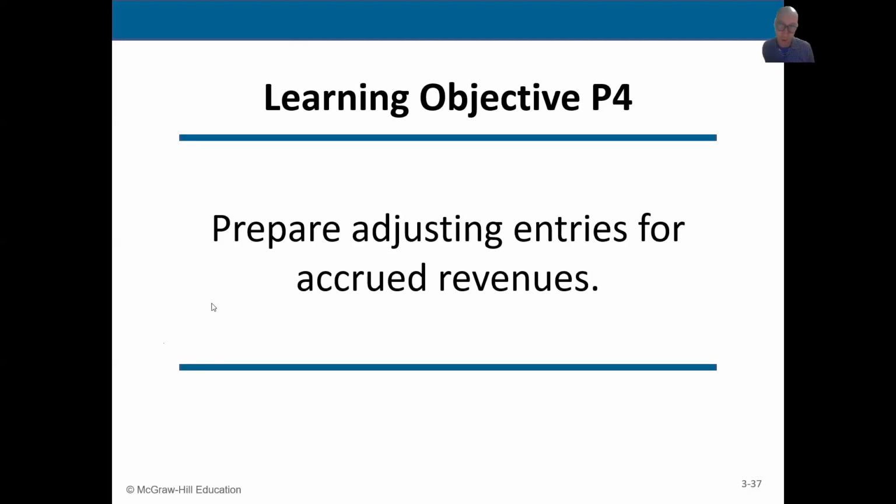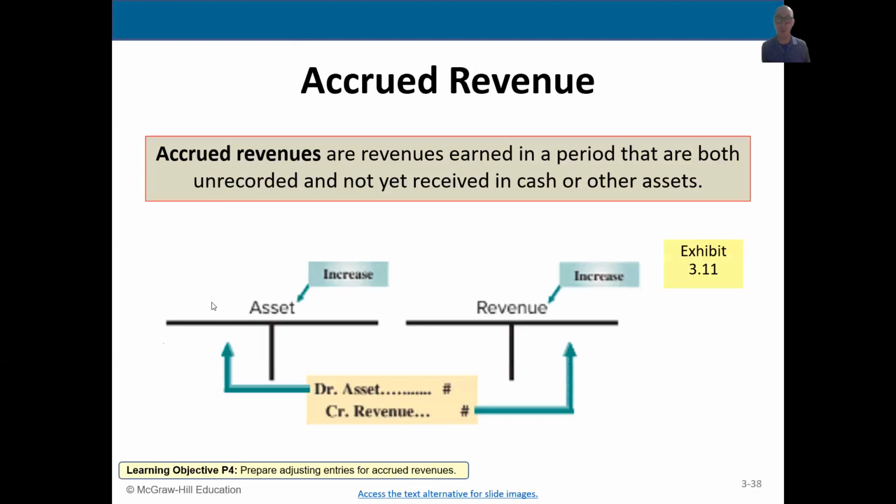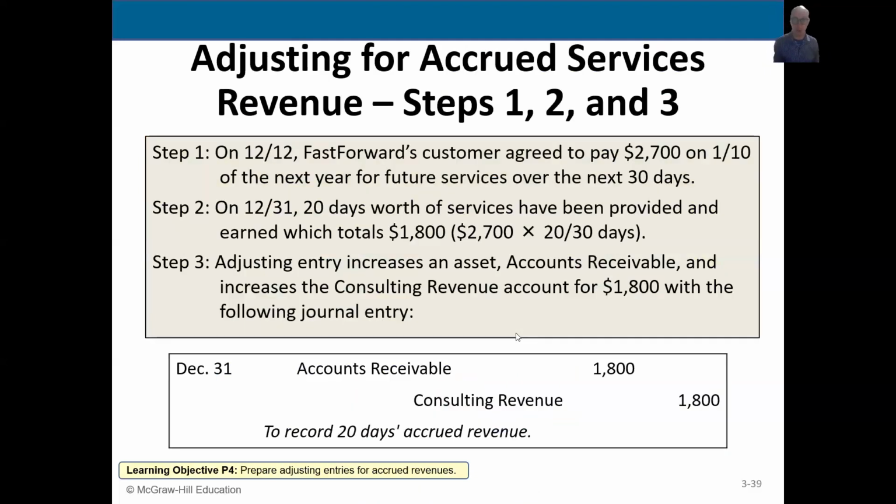What about accrued revenue? Accrued revenue is revenue earned in the period that is both unrecorded and we haven't yet received the cash. Okay, so I'm going to show you what this looks like. On December 12th, we have a customer who agreed to pay us $2,700 on January 10th of the next year for future services over the next 30 days. Sounds like a contract to me, right?